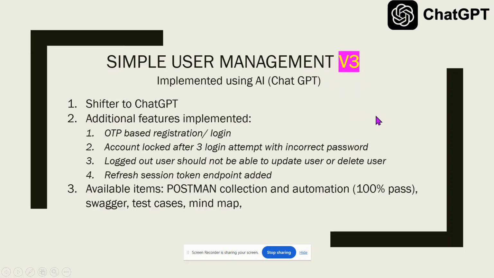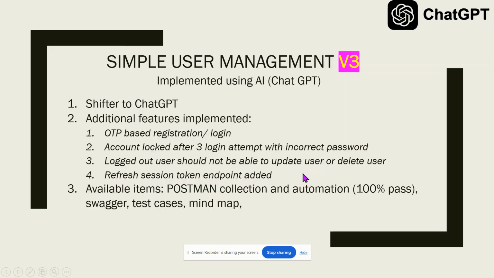Here, the main thing is I have shifted to ChatGPT. I'll tell you the reason for that. I have also added a couple more features, for example OTP based registration and login. Then, your account will get locked after three attempts with an incorrect password. If you have already logged out, then the user cannot update profile or delete user. And then there is the refresh token endpoint.